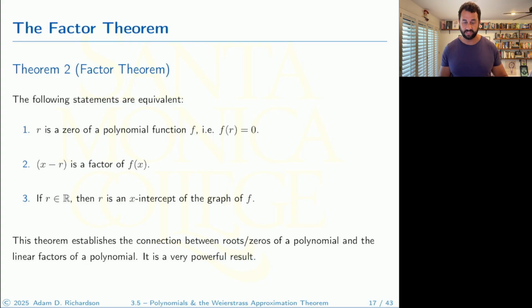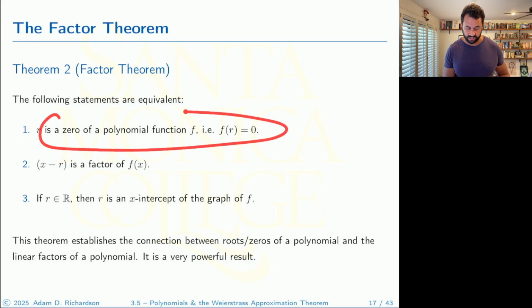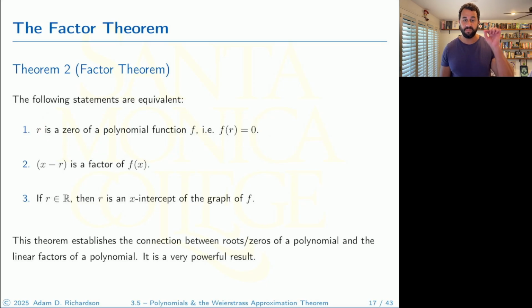They are equivalent statements. So when we say r is a zero of a polynomial, you know immediately x minus r is a factor of that polynomial. And if r is a real number, then that zero has to be an x-intercept. It's an incredibly powerful result. This establishes the connection between zeros of the polynomial and the linear factors of a polynomial. It's very, very powerful.